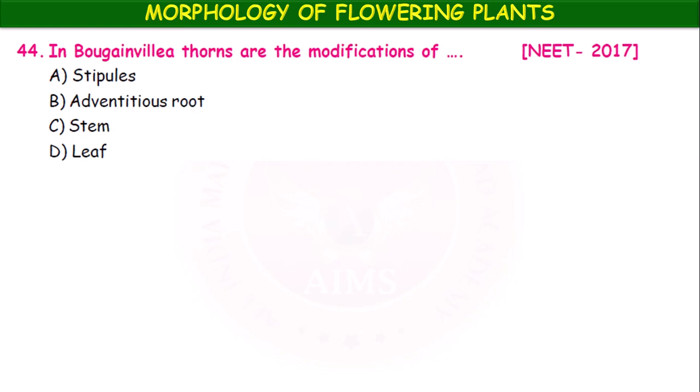Another question from 2017. In Bougainvillea, thorns are the modifications of stipules, adventitious roots, stem, leaf. In Bougainvillea, the thorns are modifications of the stem.